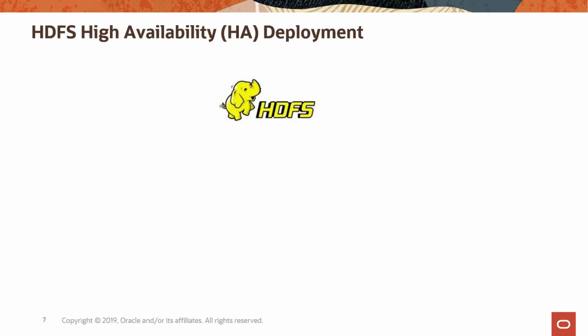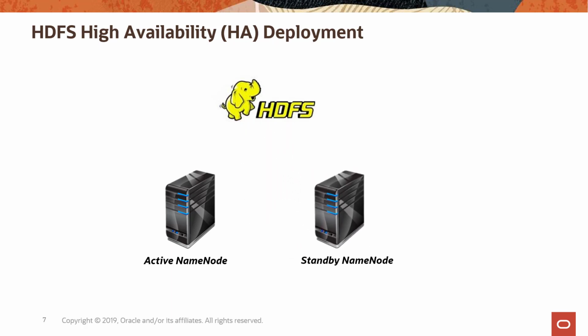HDFS High Availability, or HA deployment, addresses the single point of failure of early Hadoop by running 2 redundant master NameNodes in the same cluster to provide a fast failover if needed. The active NameNode is responsible for all client operations in the cluster. The standby NameNode acts as a hot backup to the active NameNode, maintaining enough system information to provide a fast failover if needed.